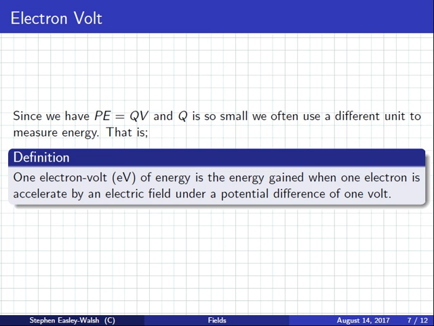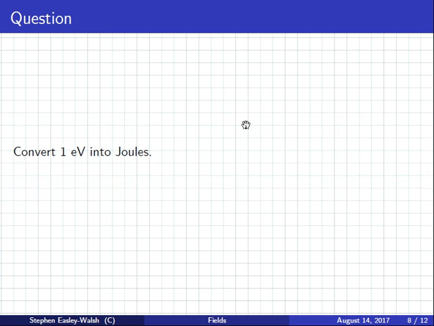Now, here's a small question for you to try. Convert 1 electron volt into joules. It should only take you a few seconds to do. How many joules in 1 eV? It's 1.6 times 10 to the minus 19. Yes. Okay, well here's the other one now that's more interesting.